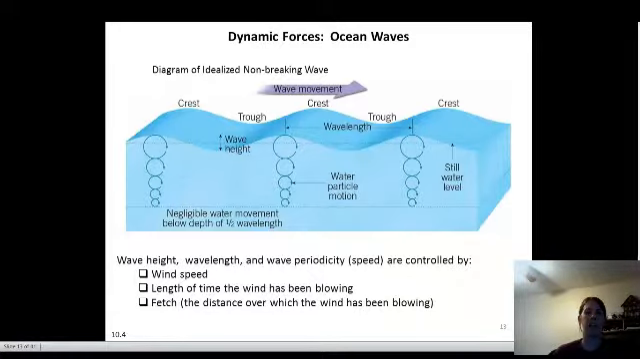And wave height, wavelength, and wave period are controlled by the wind speed, the length of time the wind has been blowing, and the fetch, or the distance over which the wind has been blowing. So how much energy is building up within that water. And we'll go into some of the other things pointed out in this figure in a little bit.